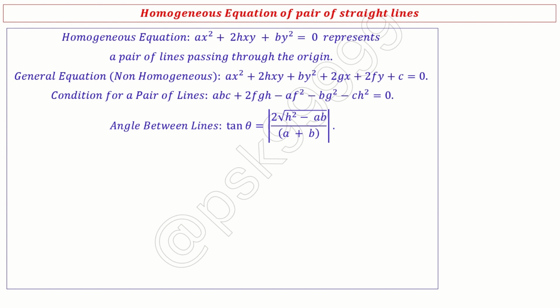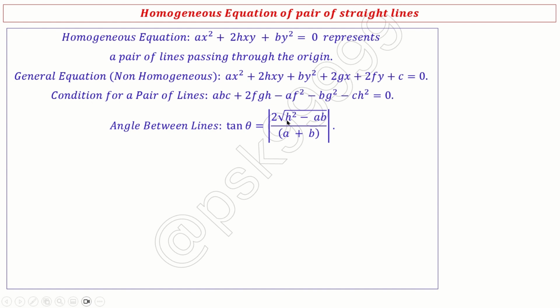If these are a pair of straight lines, then the angle between those lines is given by tan theta equal to absolute value of 2 times square root of h square minus ab, divided by a plus b. Remember the coefficient is 2h, not h. So don't take the xy coefficient as is and then square it; you have to take half of it. That is important. It's nothing but b square minus 4ac if you represent it that way, correct?